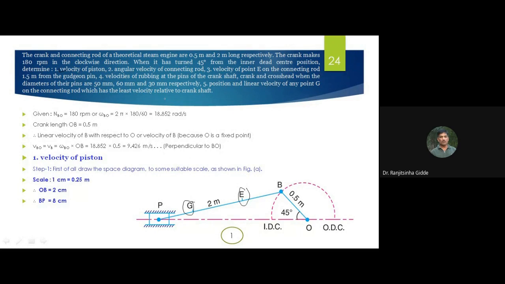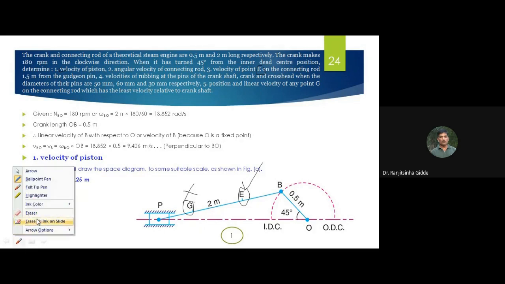So the linear velocity, position and linear velocity of G on the connecting rod, which has least velocity relative to the crankshaft. So they have given location of E point only. This point they have given location and this we need to draw from the velocity diagram.